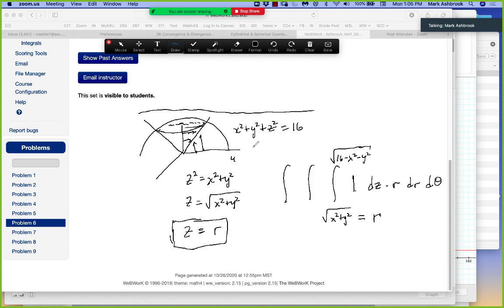All right, and then similarly, what about the top of the sphere here? So in terms of r and theta? Square root of 16 minus r squared. That's right. So minus x squared minus y squared is minus r squared. So that's z equals that as an equation of the sphere.